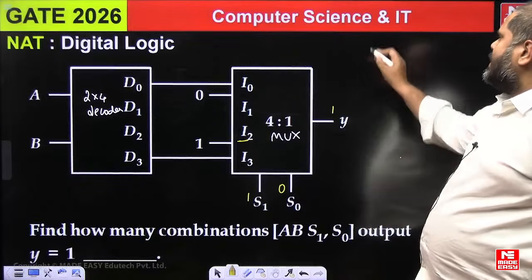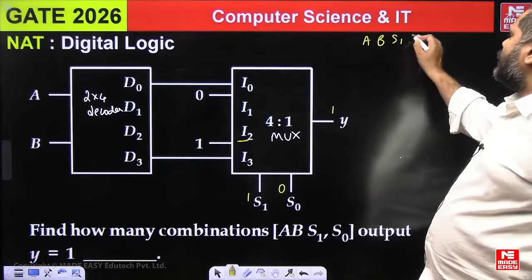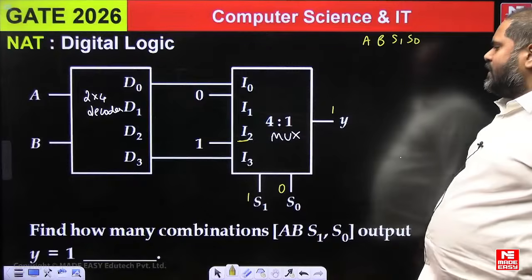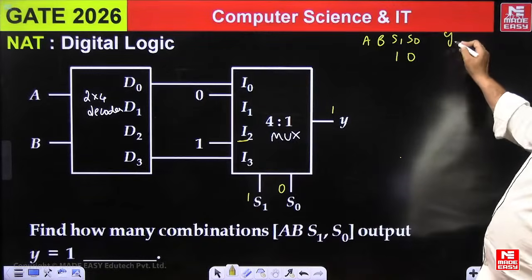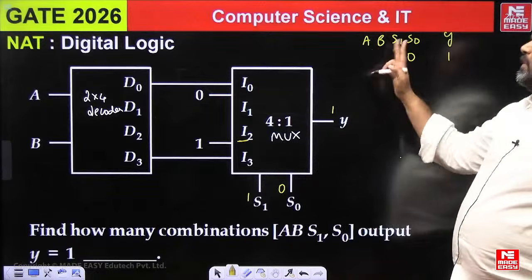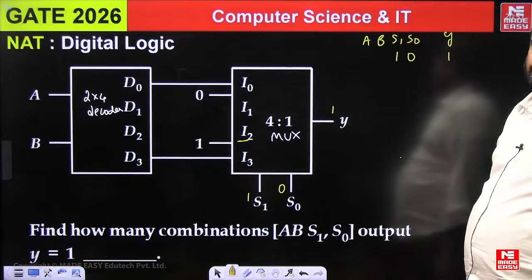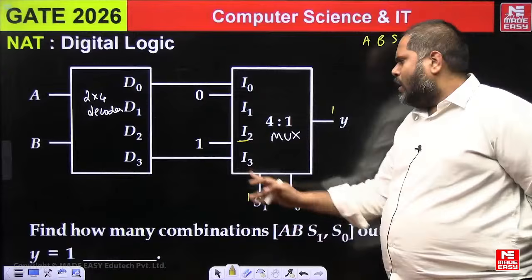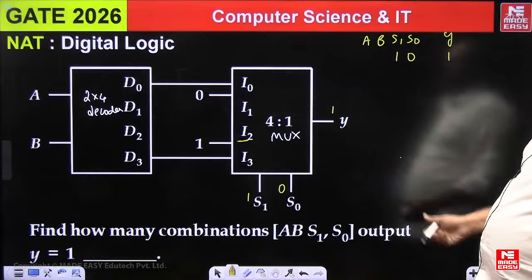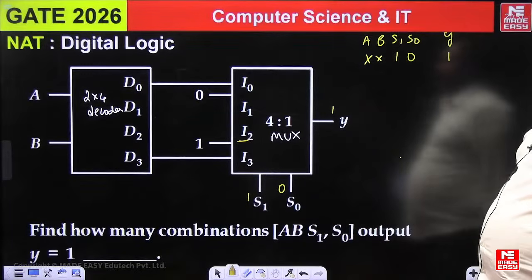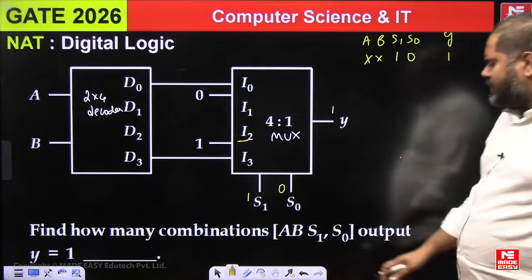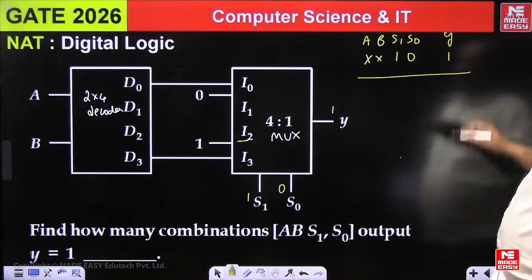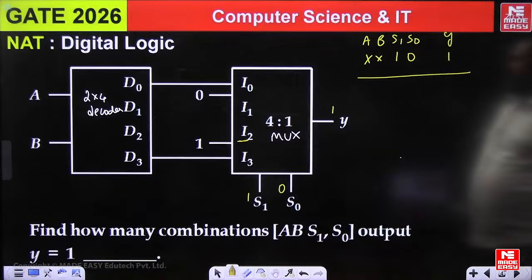That means if I have the set of A, B, S1, S0, if S1 S0 is 1 0, output Y is equal to 1, irrespective of the AB value, which can be anything. You can call the ABs don't cares. Whether AB is 00, 01, 10, 11 doesn't matter. So I will just write like this. Basically this constitutes 4 conditions.